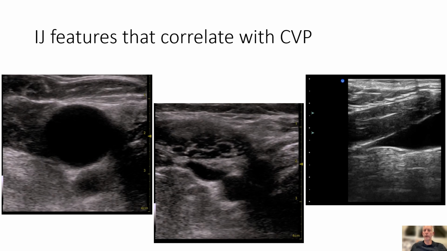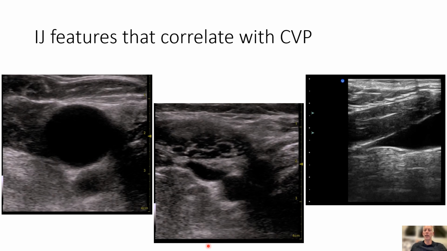From here, we will review a few PoCUS features of the internal jugular vein that correlate with central venous pressure. First, we will discuss the internal jugular vein size relative to the carotid artery. As mentioned, the size of the internal jugular vein is greater than the carotid artery. The image on the left shows a distended jugular vein that is much larger than the carotid artery. Here is the carotid artery. It is dwarfed by this very large internal jugular vein.